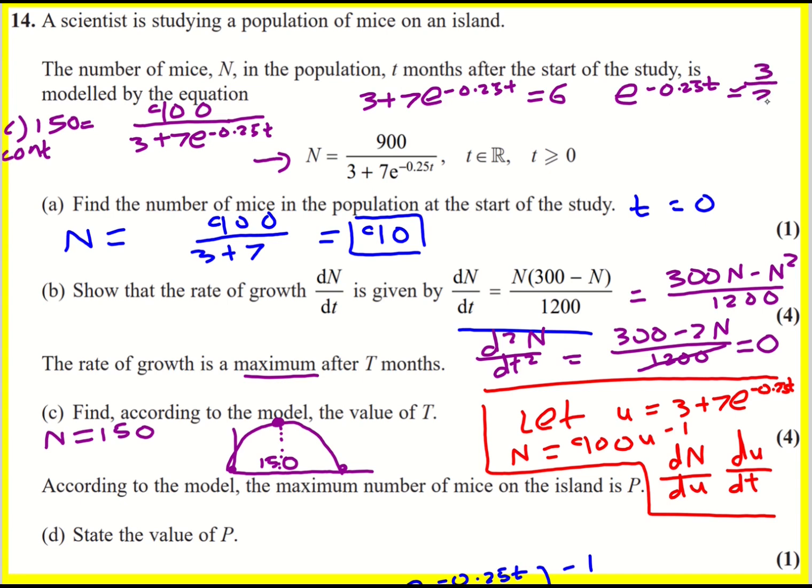So I get 3/7, which means, I can do ln of both sides, which is going to give me minus 0.25t is ln 3/7. Put that in my calculator, which gives, and it's capital, so I'll call it capital T now, is 3.39 months.